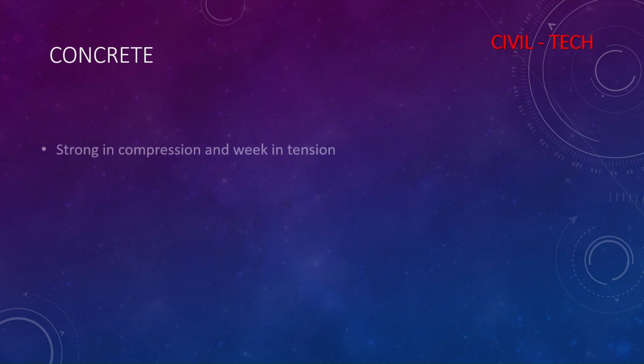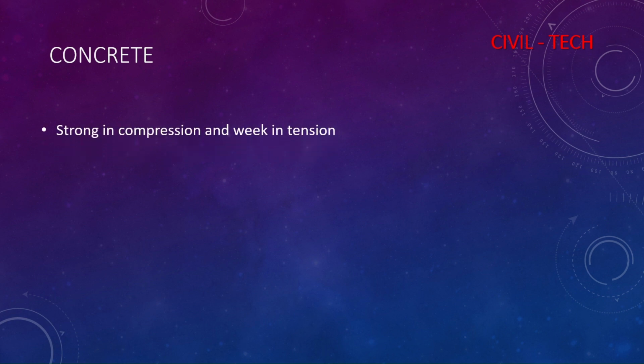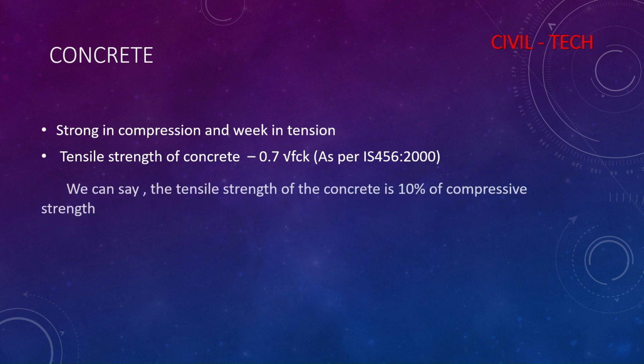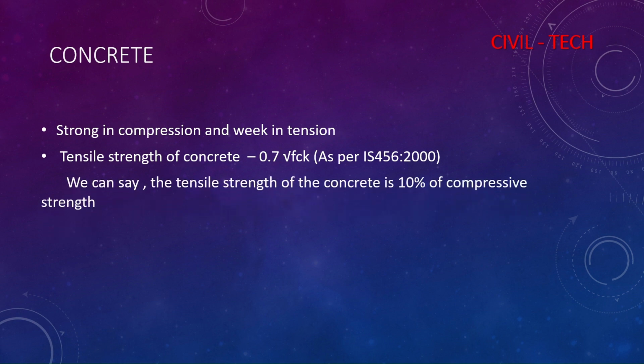So, concrete is strong in compression and weak in tension, and the tensile strength of concrete is 0.7 root of fck as per IS 456 2000. So we can say the tensile strength of the concrete is only 10% of its compressive strength.